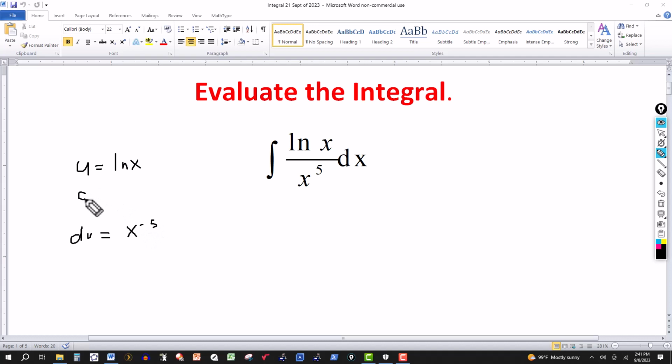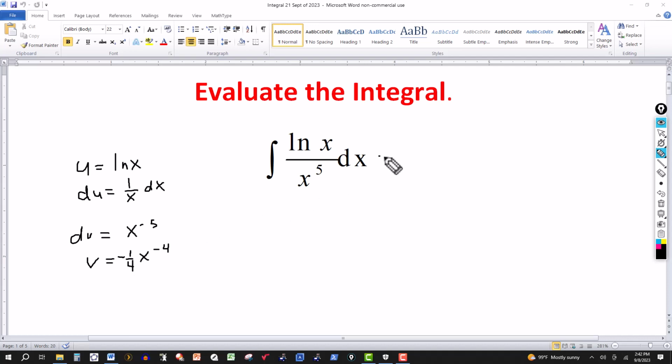So in the first one, du would equal the derivative of ln of x, which is 1 over x dx. And the dv I integrate with respect to v on the left side, with respect to x on the right side. So I add 1 to that negative 5, I get a negative 4. And then I divide the coefficient, in this case 1, by negative 4, I get a negative 1/4.